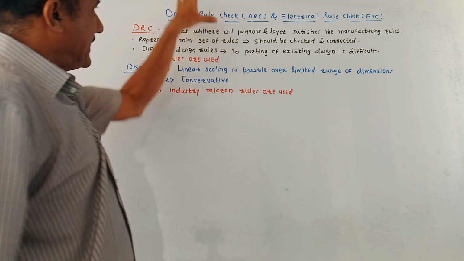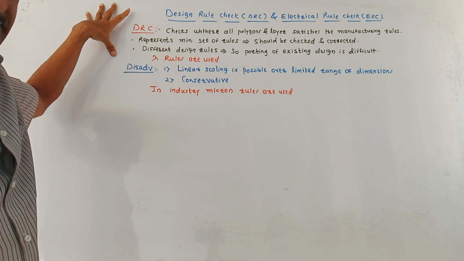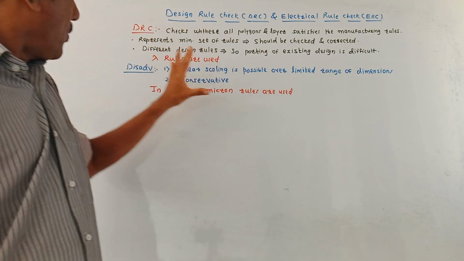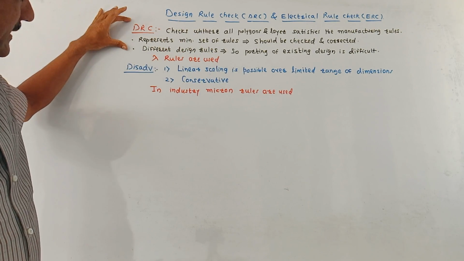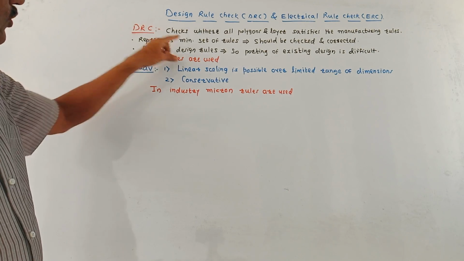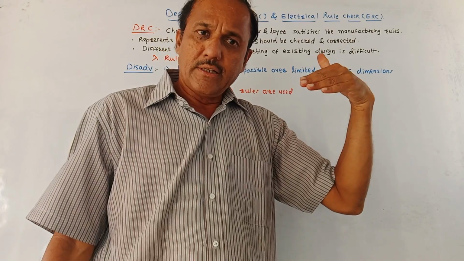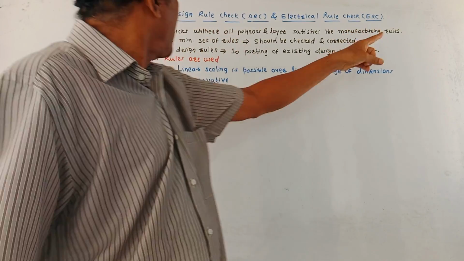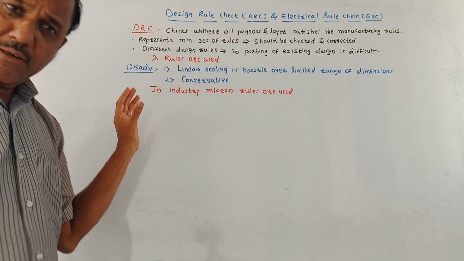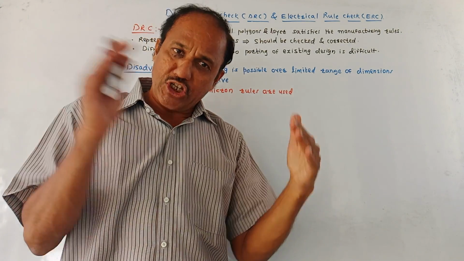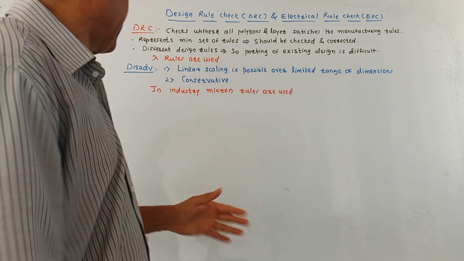Next part is design rule check, that is DRC. This comes under verification. Now, as I said, these are the computer-based rules. So it checks whether all the polygons and layers satisfy the specified manufacturing rules. It represents a minimal set of rules, and those rules should be checked and if required should be corrected.